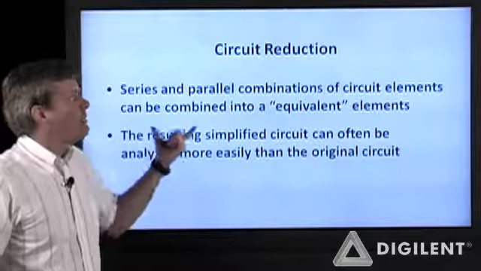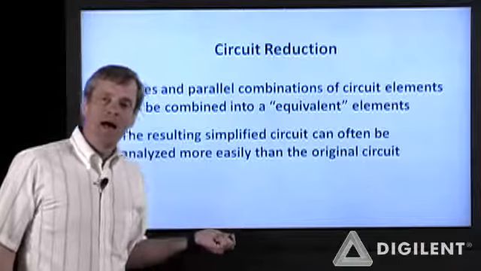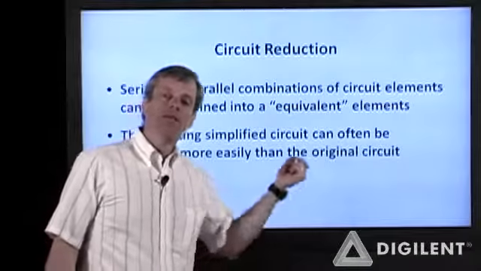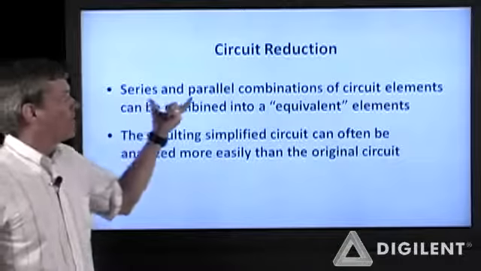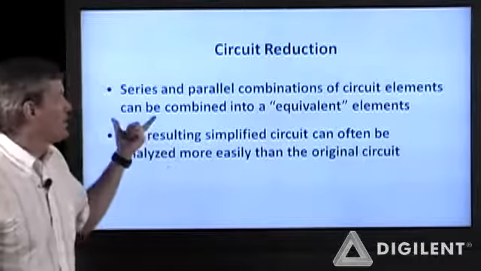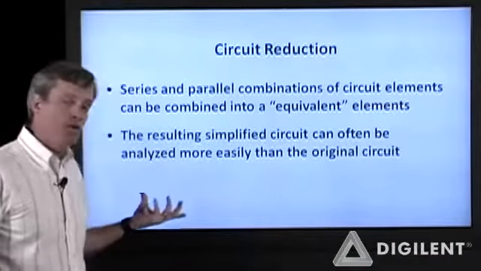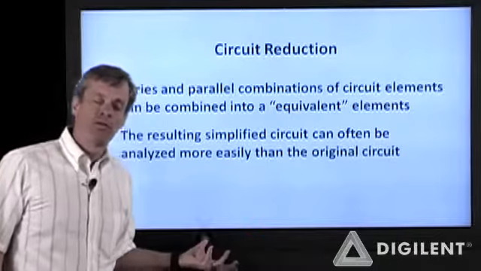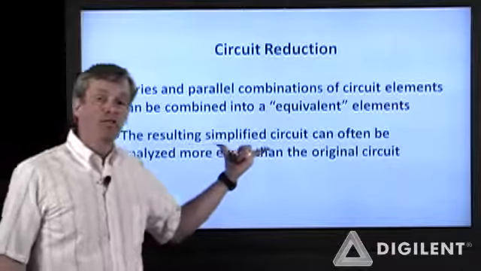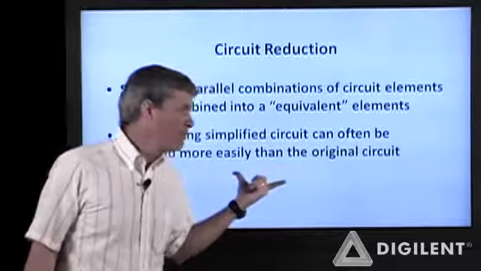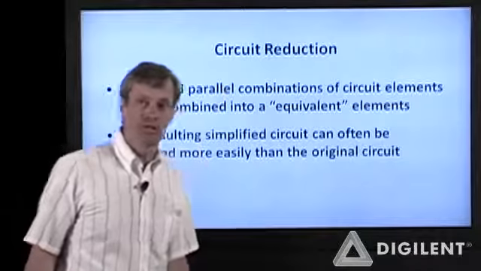Okay, our next major topic is going to be circuit reduction. I want to reiterate what that is right now and do one quick example. Then next lecture we'll do a lot of examples of circuit reduction. We've noted that series and parallel combinations of circuit elements can be combined into equivalent elements. That combination reduces the number of elements in the overall circuit, thus it reduces the number of unknowns in the overall circuit. So the circuit, in some sense, becomes simplified. That can often be analyzed more easily than the original circuit.